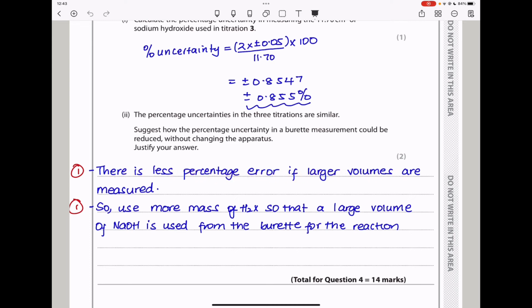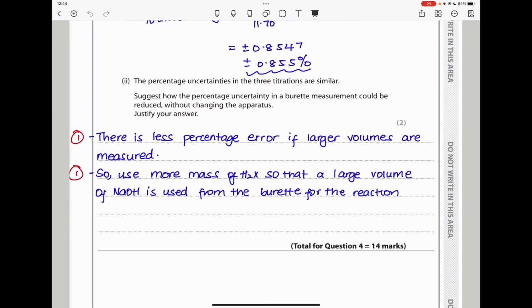So what we have to do is to increase the mass of H2X so that there is more moles of H2X in the conical flask, and that would require a large volume of sodium hydroxide from the burette. So here I say, use more mass of H2X so that a large volume of sodium hydroxide is used from the burette for this reaction. This brings us to the end of question 4. Let's continue to question 5.